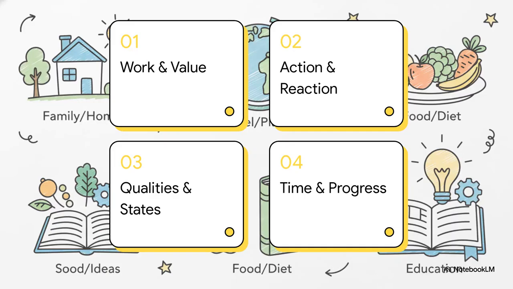Okay, so we've organized these words into 4 themes to help you learn them way faster. See, when you learn related words together, your brain makes connections, and that makes everything stick. We'll kick things off with work and value, then jump into action and reaction, followed by qualities and states, and we'll wrap it all up with time and progress.